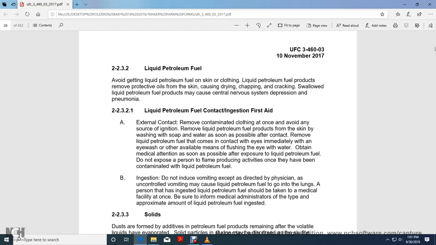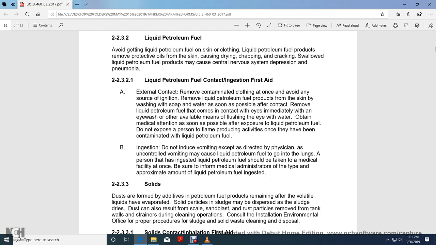Flush liquid petroleum fuel that comes in contact with the eyes immediately with an eye wash or other available means of flushing the eye with water. Obtain medical attention as soon as possible after exposure to liquid petroleum fuel. Do not engage in flame-producing activities once clothing has been contaminated with liquid petroleum fuel.